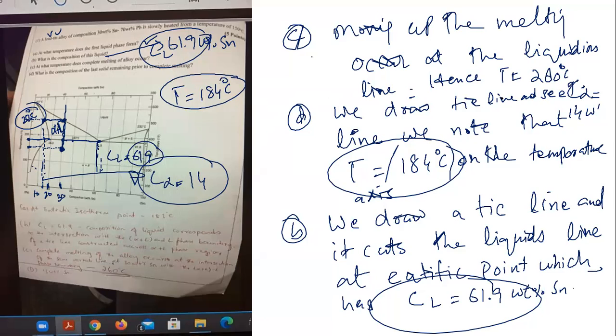For D, we draw the tie line, right? And when we draw the tie line, then we look up. For the far D, we draw a tie line and we move down here, right? And we see that T alpha is 13 or 14, right? So this part and this part, these are done, right?